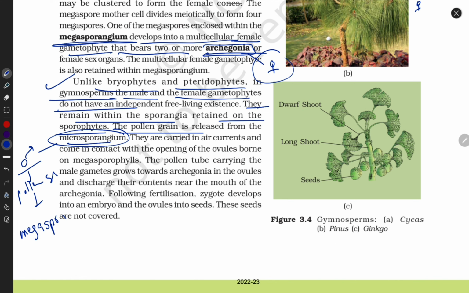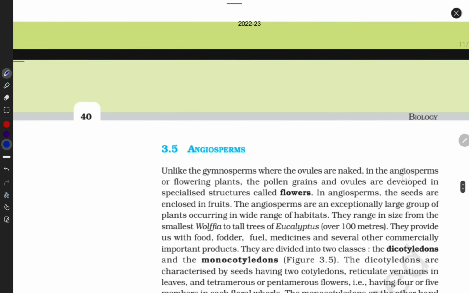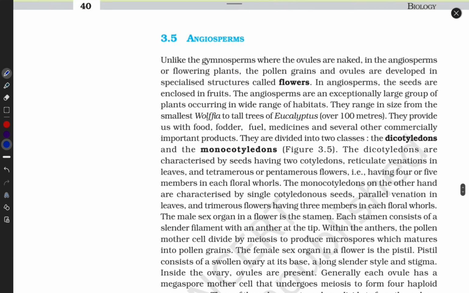Now they are fused together. They fertilize, form zygote, and develop into seeds. But the seeds are not covered, that's why we call it a gymnosperm. Gymno means naked, sperma means seed. Now next is what? Angiosperm. And this angiosperm we will talk about in our next video.